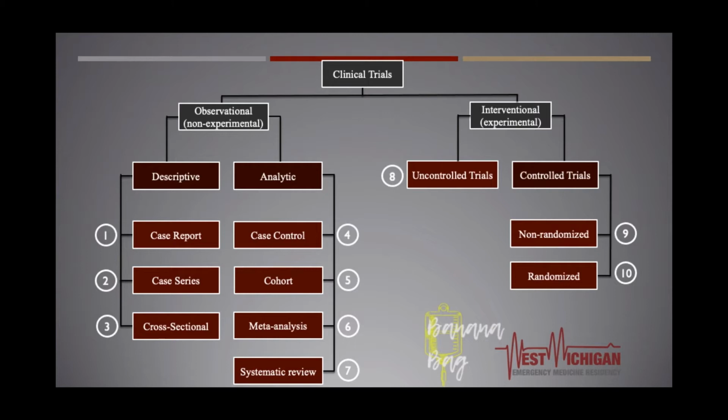You can have clinical trials that are observational or non-experimental, meaning you're observing things. You're not putting any intervention on the case subjects at all, versus interventional. So all your observational studies include things like case reports, case series, cross-sectional studies, case controls, cohorts, meta-analysis, and systematic reviews. And then your interventional trials are either uncontrolled trials or controlled. They can be randomized and non-randomized.